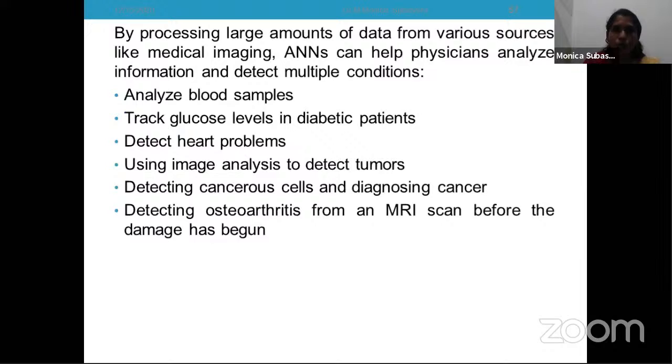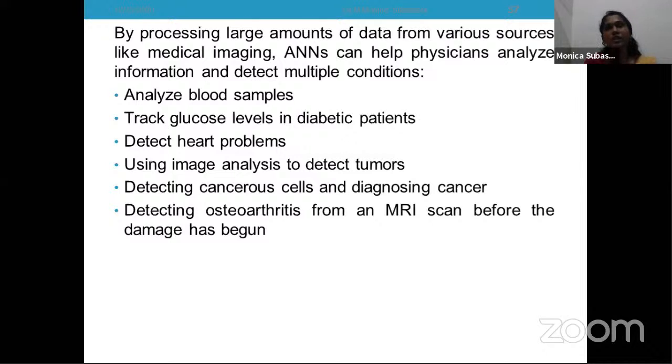To be more specific about healthcare: to analyze blood samples, to track glucose levels in diabetic patients, to detect heart problems, and to detect tumors, image analysis is performed. Then you have to detect cancerous cells or diagnose cancer. Multiple, different types of cancers are available. So depending upon your area of interest, you can choose the problem statement and apply deep learning.